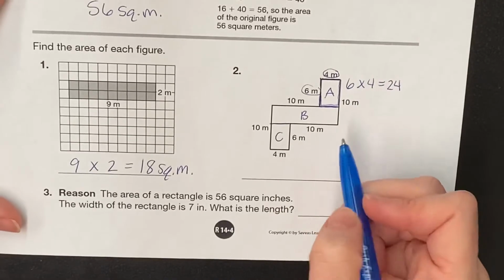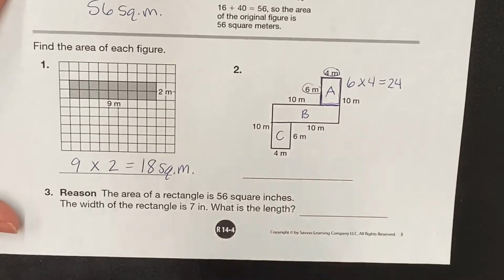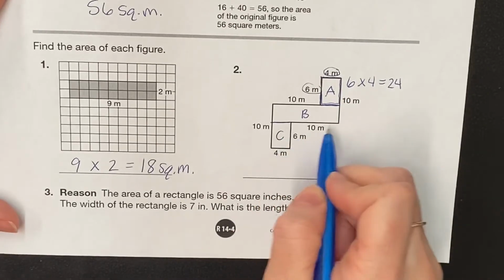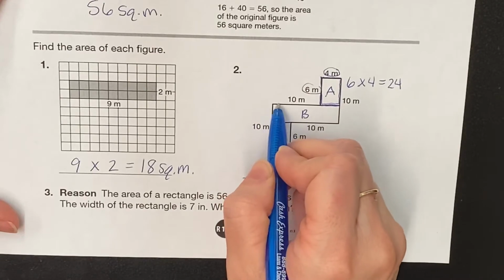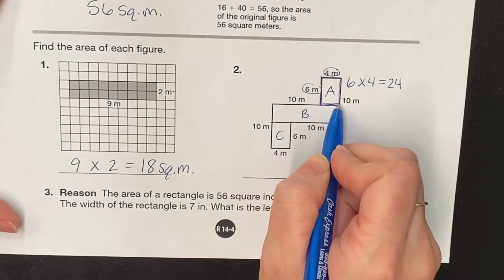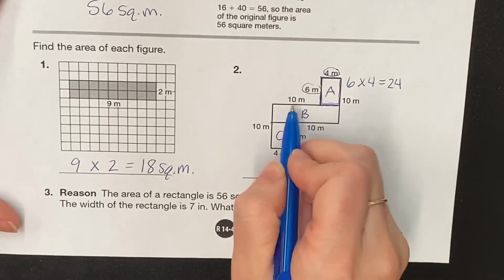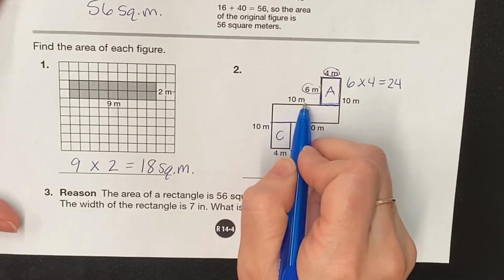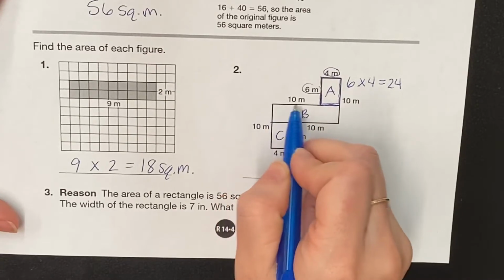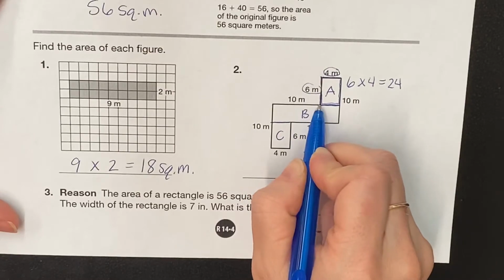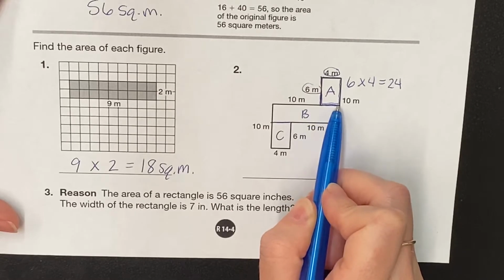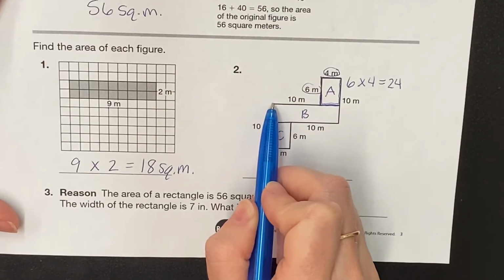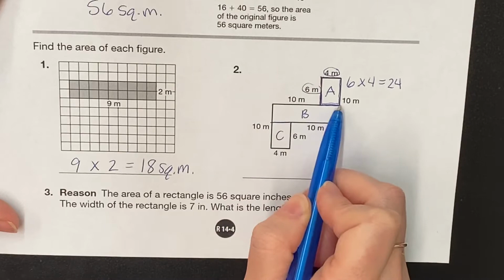Okay, and now I'm going to take B. Now I need the whole length from this corner all the way to this corner. All right, so I have 10 meters that goes from here to here only. Well, I need to know what goes from here to here. What's the measurement that goes from here to here? I need from all the way from this corner all the way to that corner.